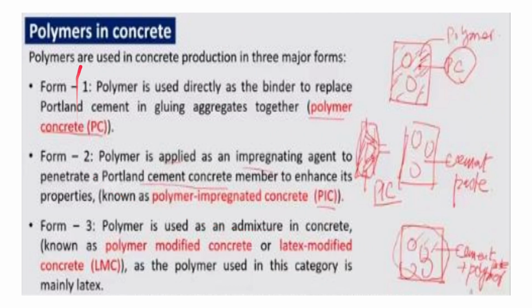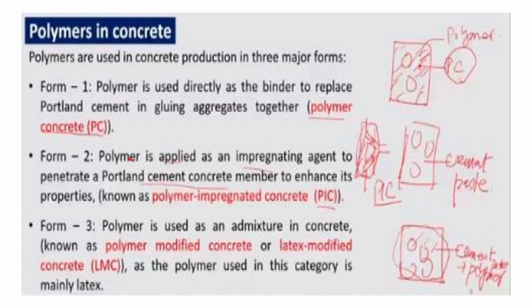In concrete, polymers are basically used in three forms. One is the simple polymer concrete, which is very obvious. Second is the PIC, or polymer impregnated concrete, and third is the LMC, that is latex modified concrete. What is PC? That is polymer concrete, where polymer is used directly as the binder to replace Portland cement in gluing aggregates together. There is no use of any cement binder, and even if cement is used, it is used as a filler, not as a binder. So that is completely replaced by polymer. So it is polymer concrete.